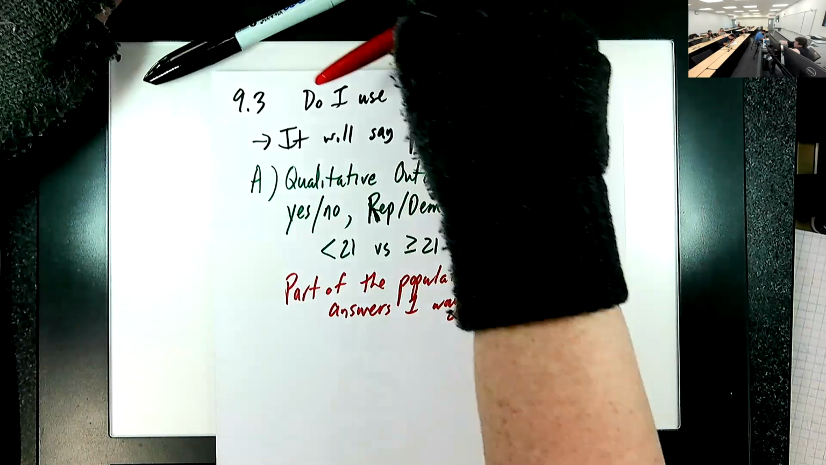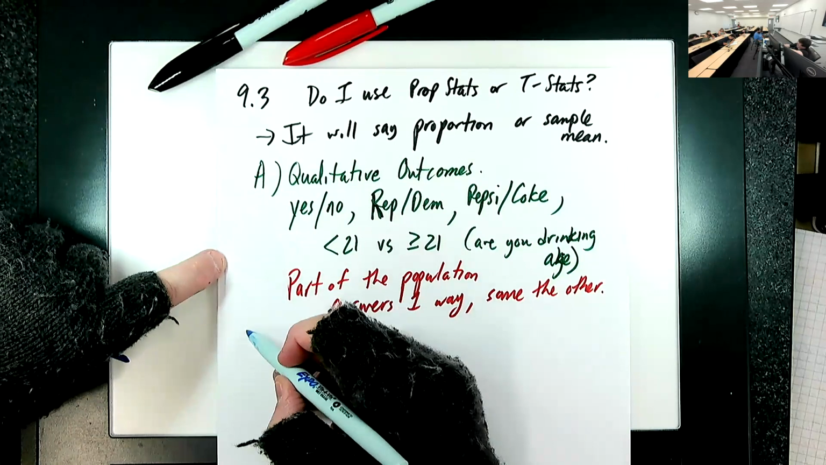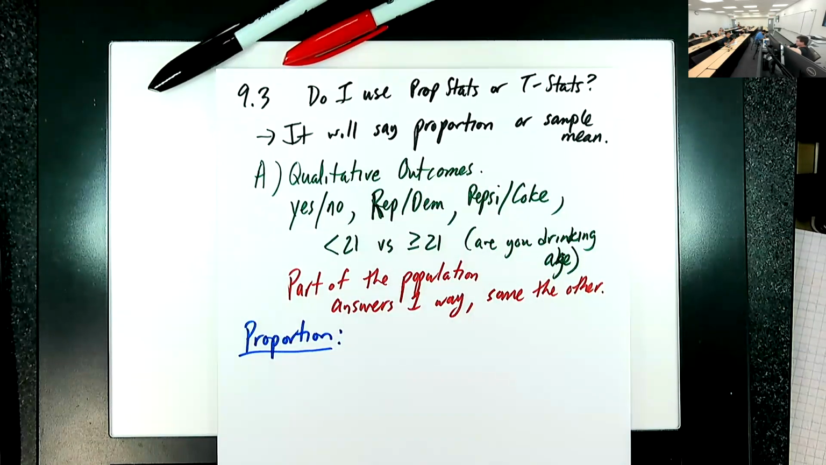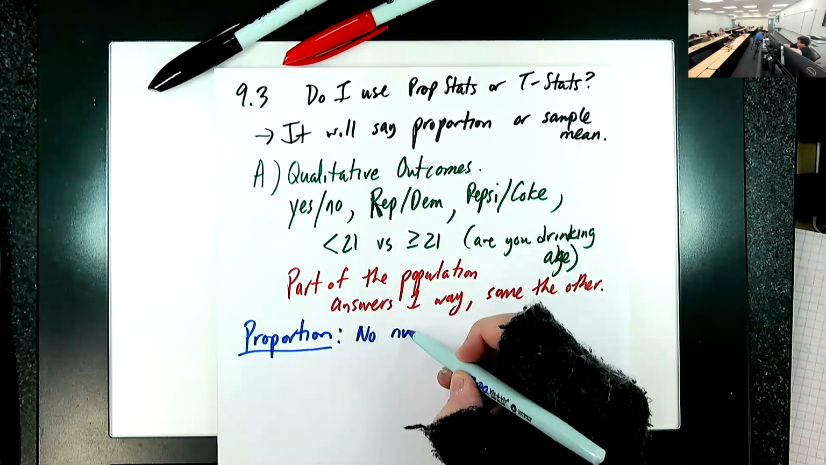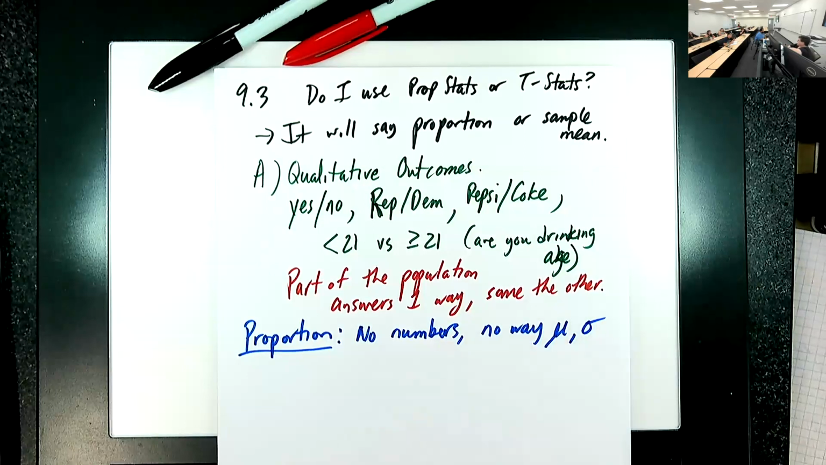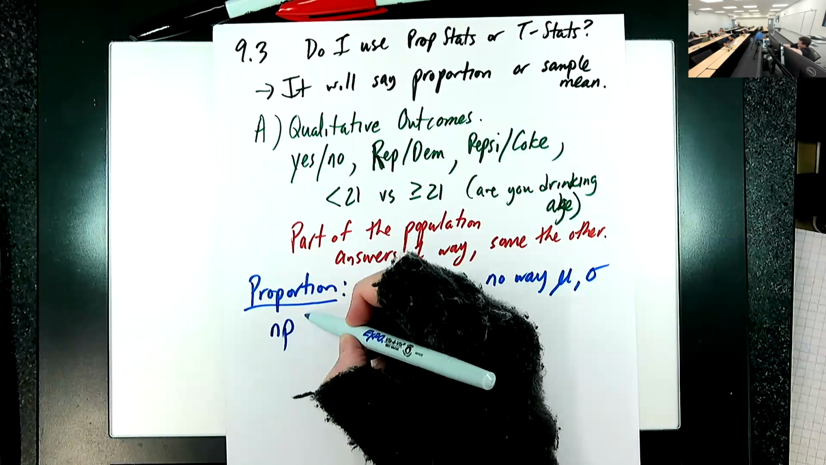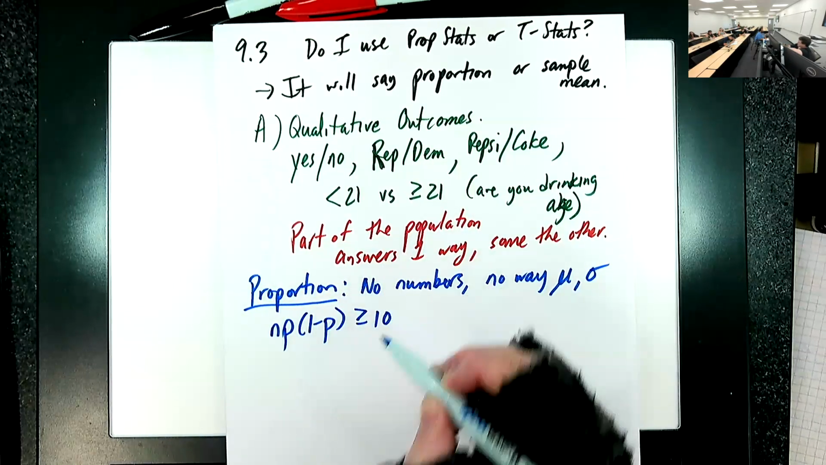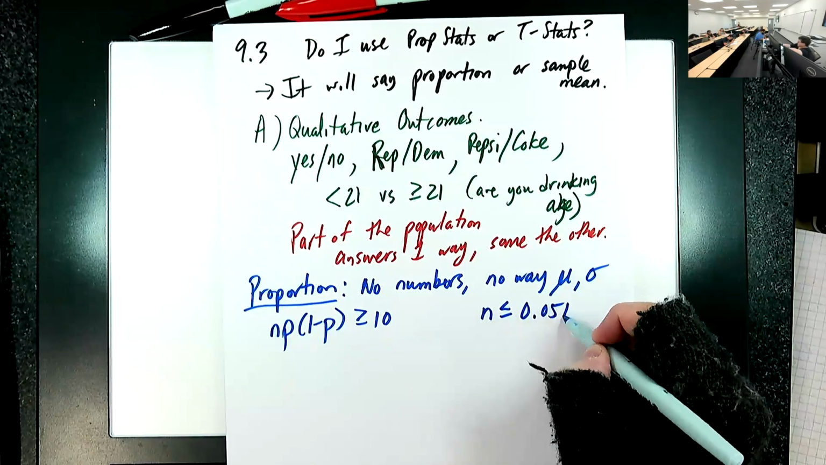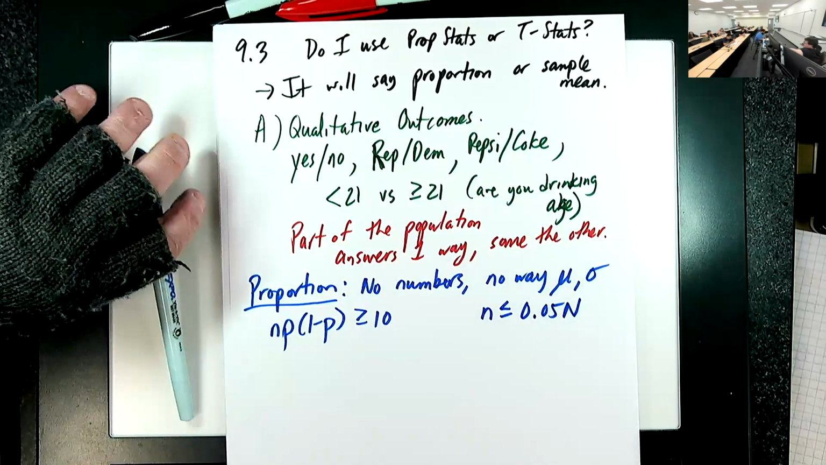All of this is definitely proportion. Qualitative is going to be proportion, because there are no numbers in it, so there's no way to find a mean or standard deviation in the sample itself. This is where you'll have to check n times p times 1 minus p is greater than or equal to 10, and little n is less than 5% of big N. So sample size less than 5% of the population.